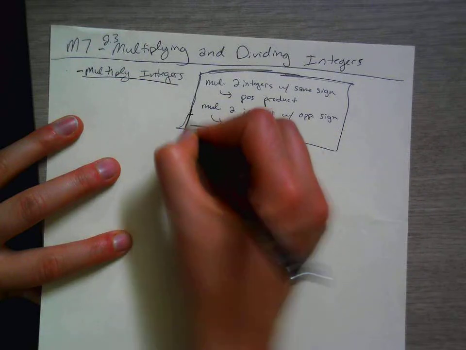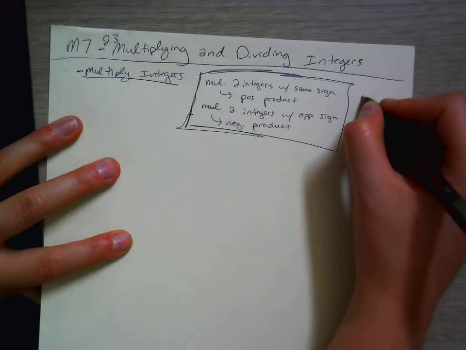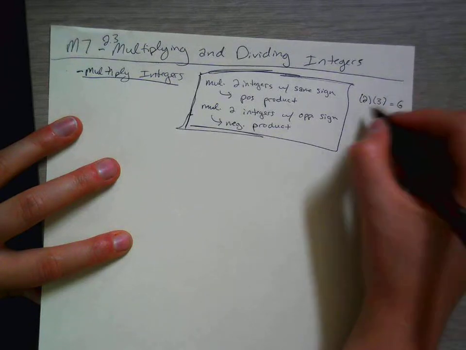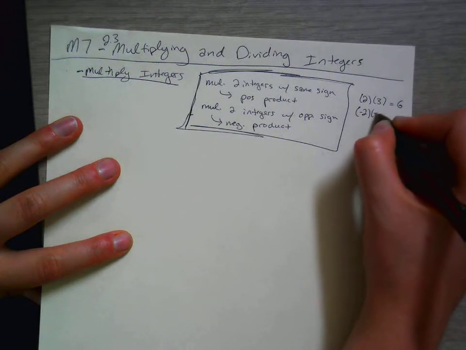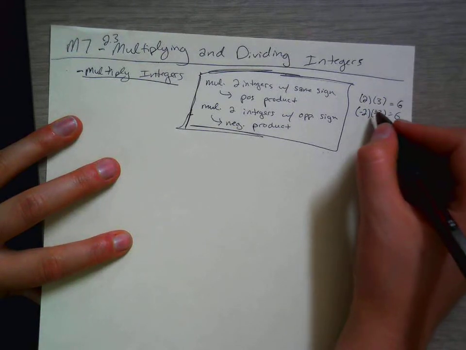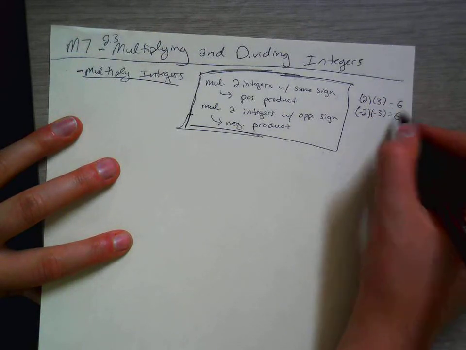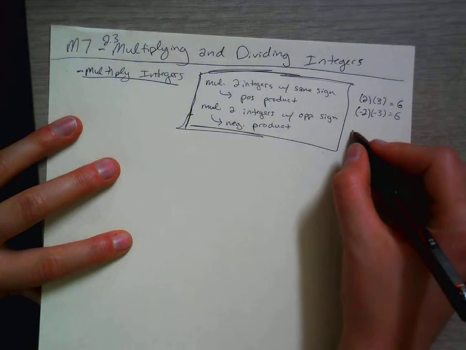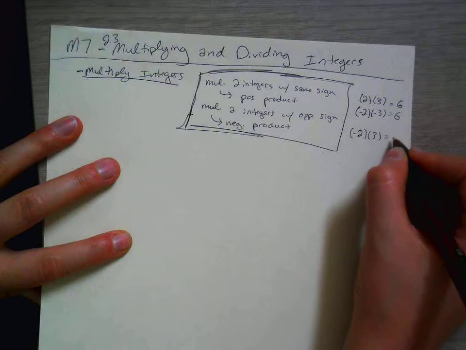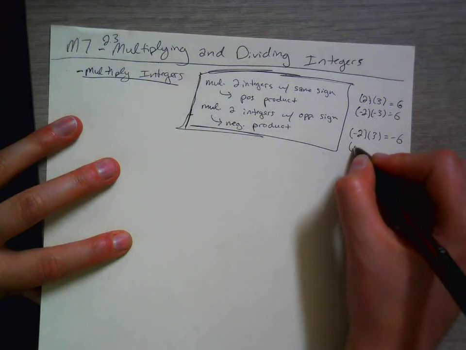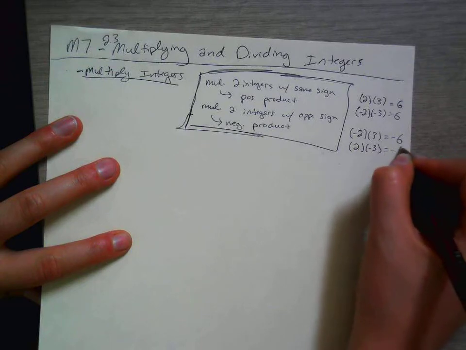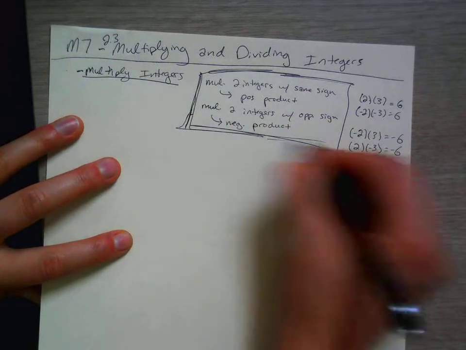For example, if we have 2 times 3, that equals 6. Or if you have negative 2 times negative 3, that equals 6. So notice, the integers have the same sign here, it's positive. Same sign here, it's positive. If I had negative 2 times 3, signs are opposite, so the answer is negative 6. Same way, if the 3 was negative and the 2 was positive, we get negative 6. So write this down. Know that.